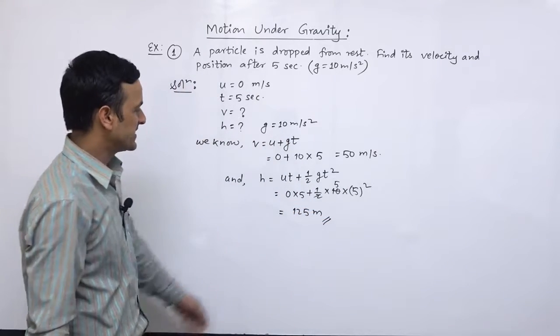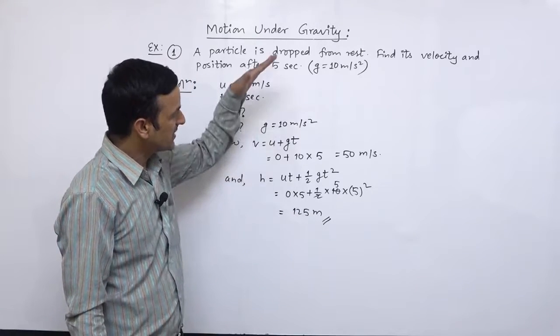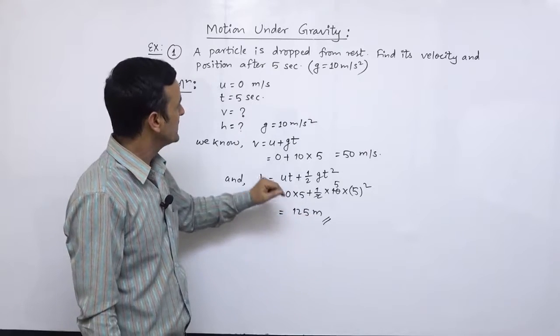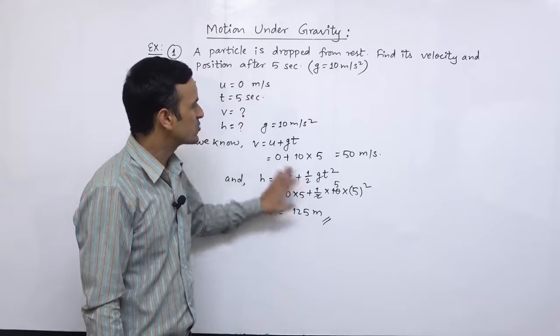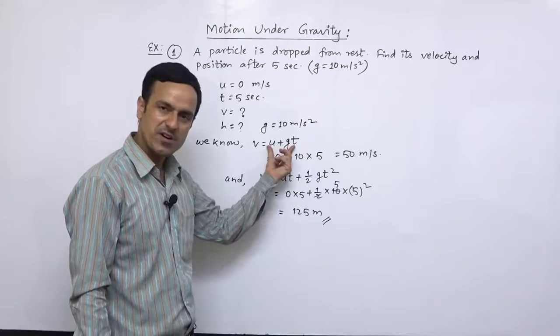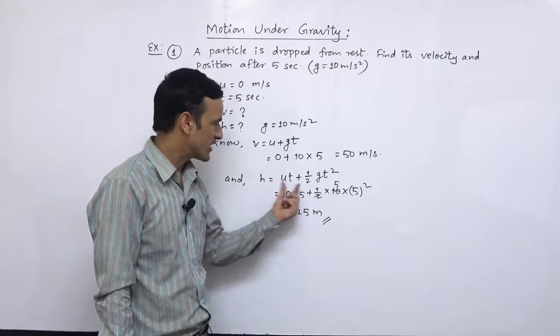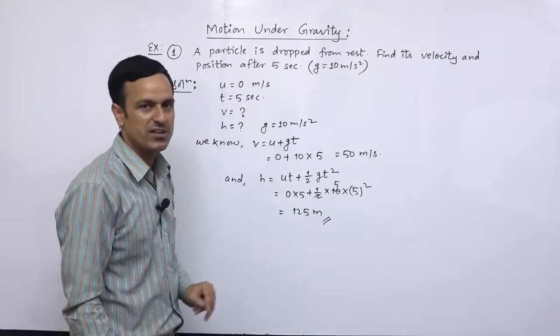So the body attains this height from the point to the ground, and velocity will be 50 meter per second. So this will be the answer. So for v we can use this formula, and for h we can use this formula, and after substituting the values we get the required result.